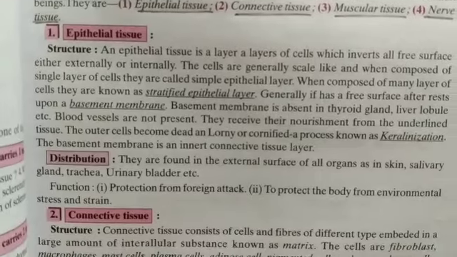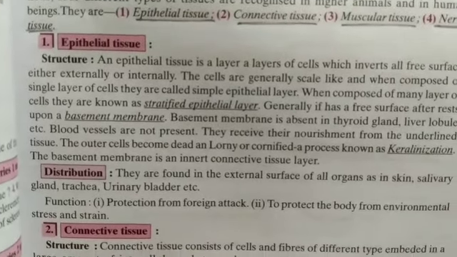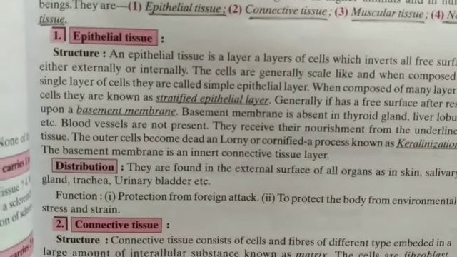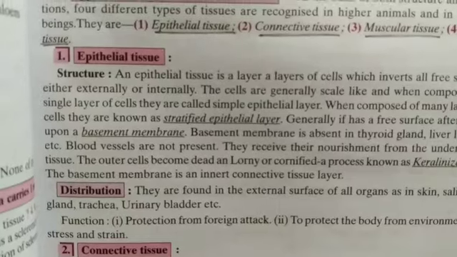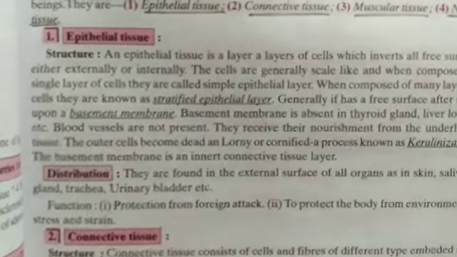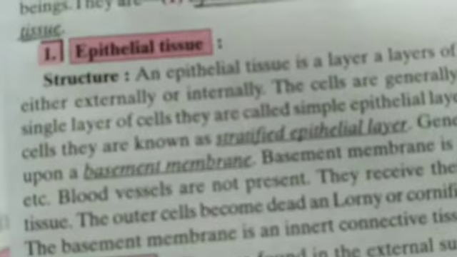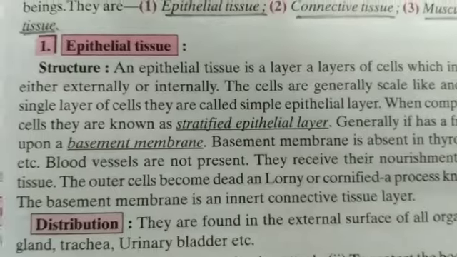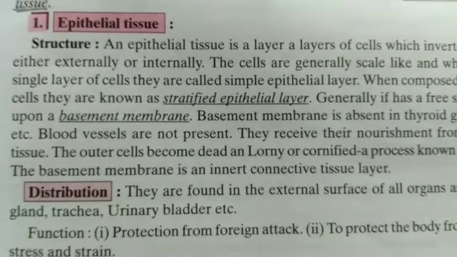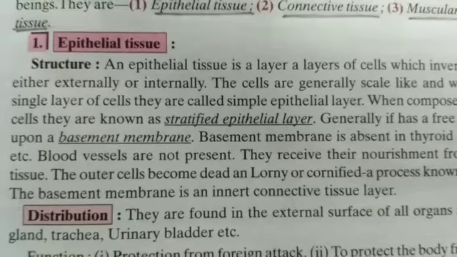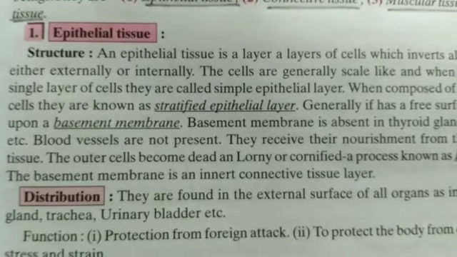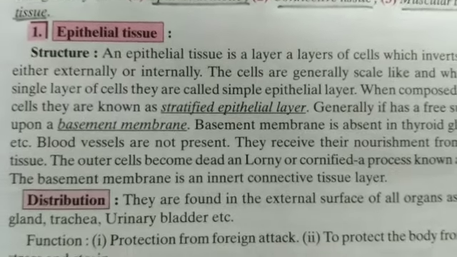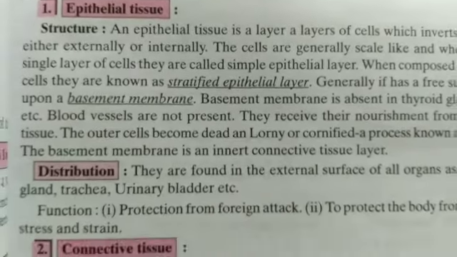As it acts as a cover of our organs, that means its main function is protection. It helps to protect from outer injury, foreign attacks, etc. One more thing, see the basement membrane. What is basement membrane? Basement membrane means the outer surface of epithelial tissues. Actually, there are different layers of cells present. The outer layer is called the basement membrane. So this is all about epithelial tissue.